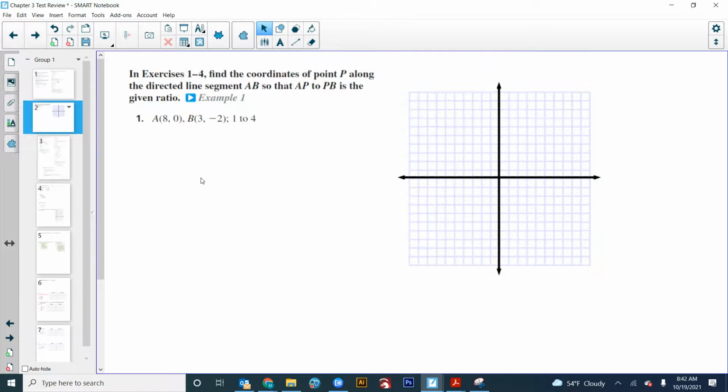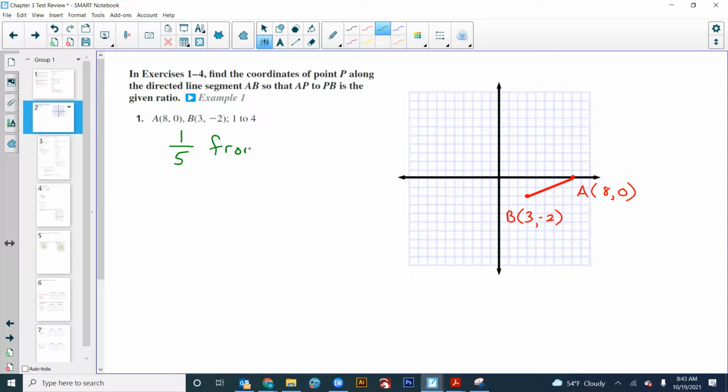All right, so we've got, oh, I bet I know what happened here. We have A, which is at 8, 0. We have B, which is at 3, negative 2. And here's segment BA. If the ratio is 1 to 4, we're thinking of what portion of the way from A to B? 1/5.